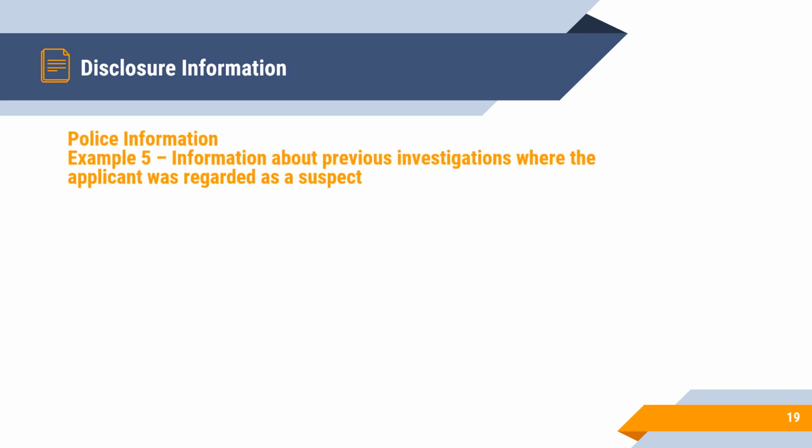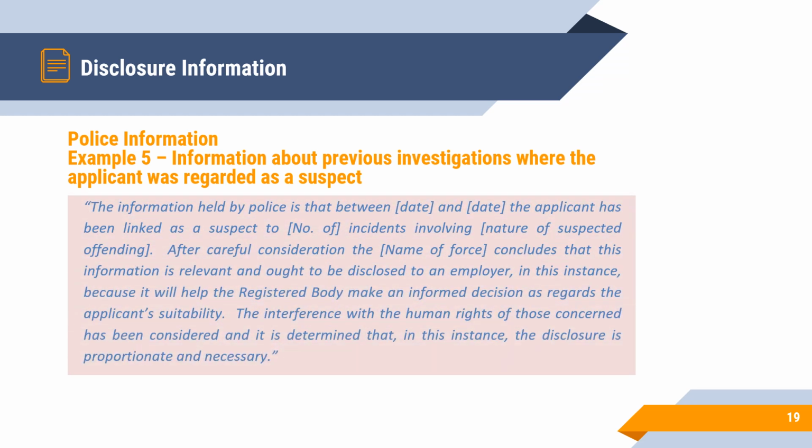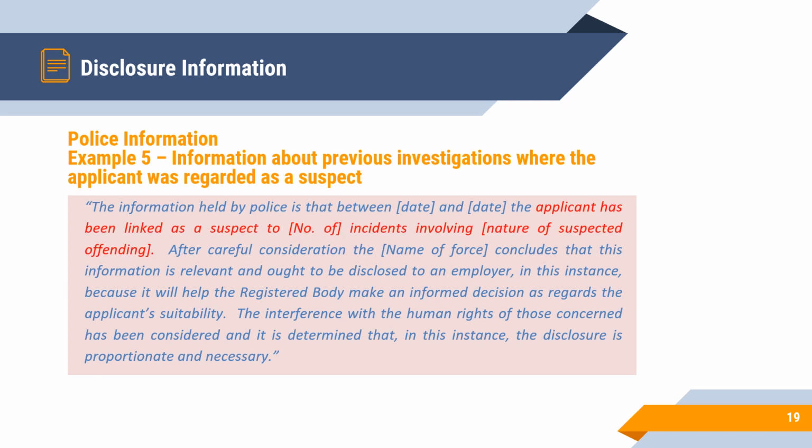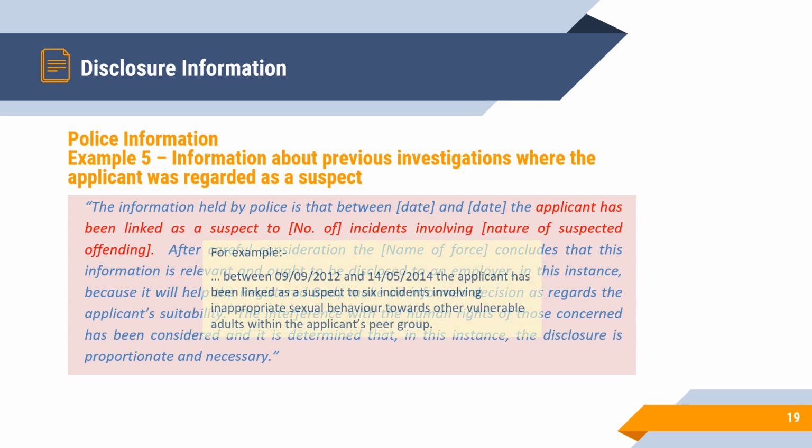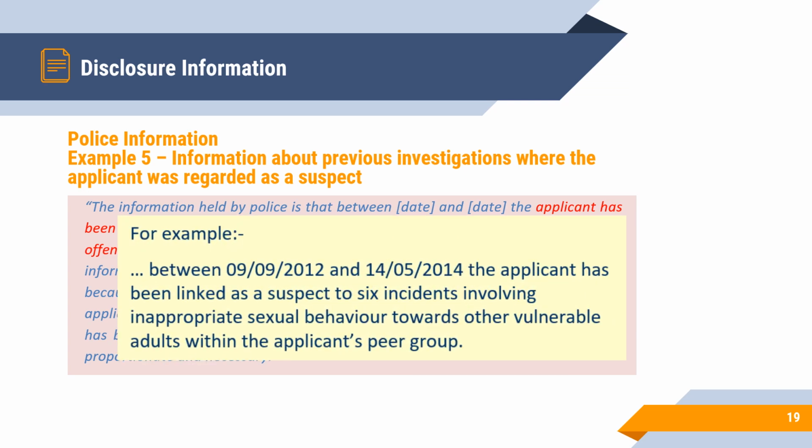The fifth cluster of police information relates to previous investigations where the applicant was regarded as a suspect. An example of this is as displayed on screen. Here, police are disclosing that the applicant has been linked as a suspect to perhaps a number of incidents where offences were committed. As police must consider the information they hold to be relevant to the role applied for, an example of the specific disclosure in this regard might read as highlighted on screen, where police might disclose that between two specific dates, the applicant was linked as a suspect in a number of incidents involving inappropriate sexual behaviour towards other vulnerable adults within the applicant's peer group.